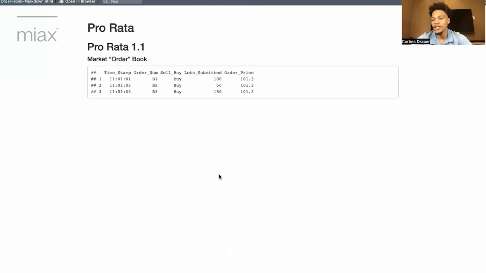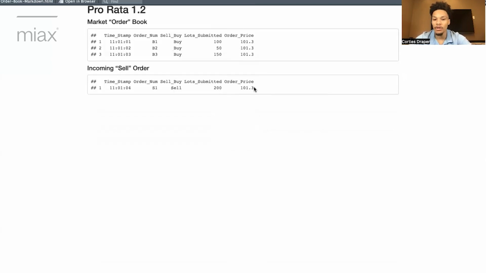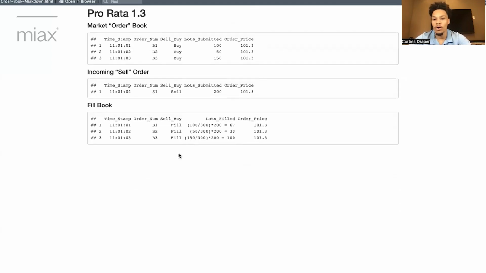ProRata has a different strategy of executing your order. Let's look at the same example here with 3 buy orders. The same sell order comes in for 200 lots at 101.3, the same market price. If we look at our fill book here, it takes each individual order and divides it by our entire market order book, and then multiplies that by the sell order to give us the lots filled as a portion of our entire market order book.